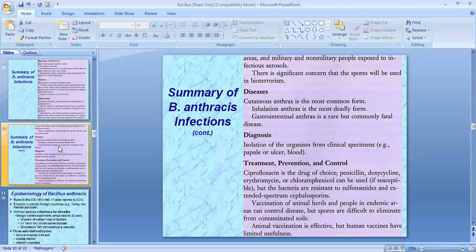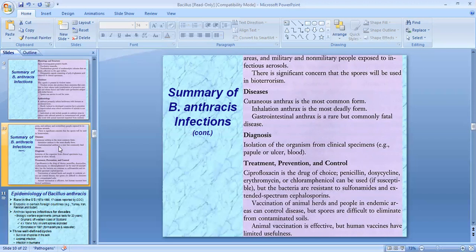This organism causes cutaneous anthrax, which is very common, inhalation anthrax, which is the most deadly form, then gastrointestinal anthrax, which is rare but commonly fatal. The diagnosis includes isolation of the organism from clinical specimens like papule, ulcer, and blood. The treatment includes ciprofloxacin as the drug of choice; penicillin, doxycycline, and erythromycin can also be used. But the bacteria are resistant to sulfonamide and extended-spectrum cephalosporin.